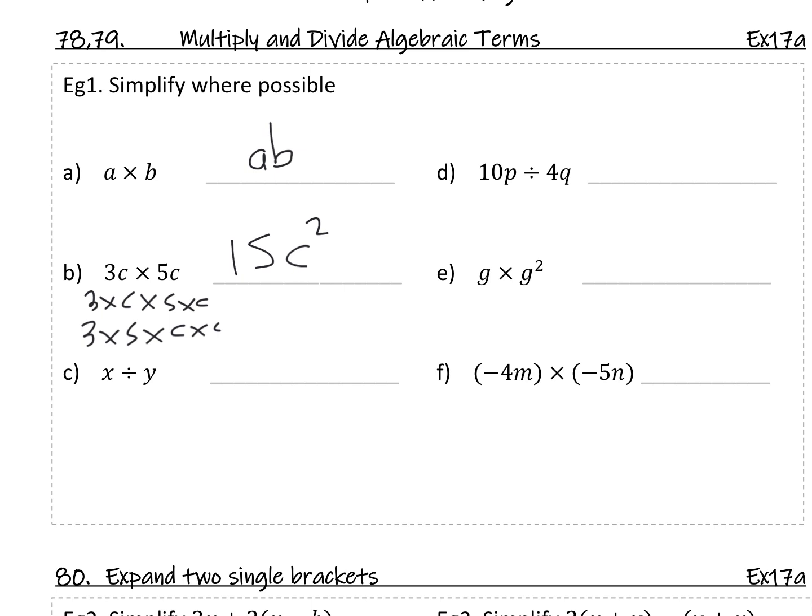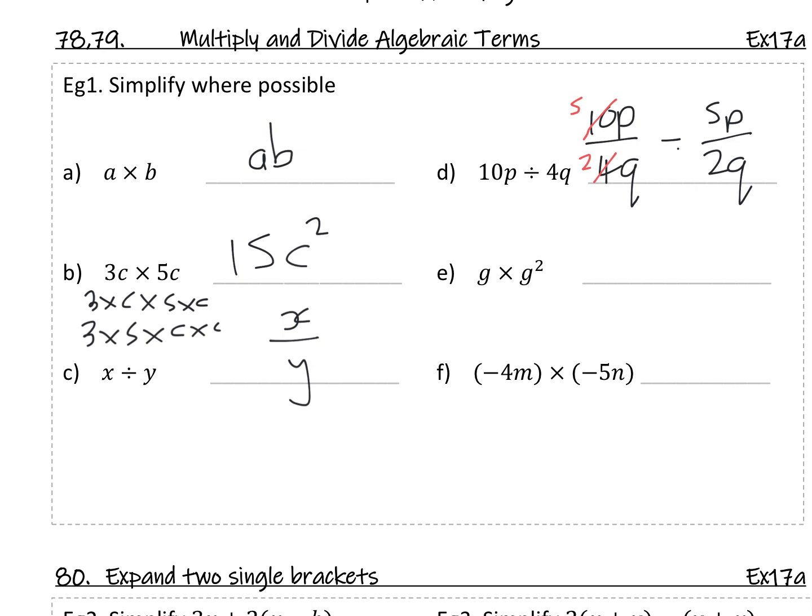Part C, x divided by y. This number goes on the numerator, and this number goes on the denominator. So we've got x over y. Similarly, for part D, we've got 10p goes on the numerator, and the 4q goes on the denominator. But we can cancel out a common factor of 2. 10 can be divided by 2 to give 5. 4 divided by 2 to give 2. So our final answer there would be 5p divided by 2q.